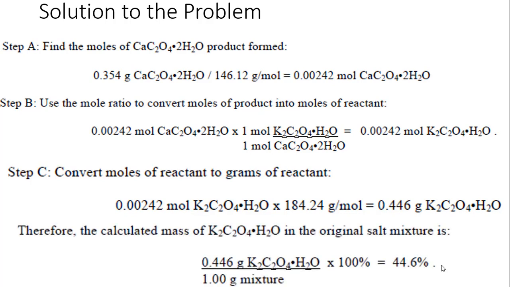And then to know the percentage, we started with a gram. Part of that was 0.446 grams, and so we take that and divide by 1 gram times 100. That means that there was 44.6% of potassium oxalate in that starting mixture. And what that means is that there was 55.4% of calcium chloride in that starting mixture.